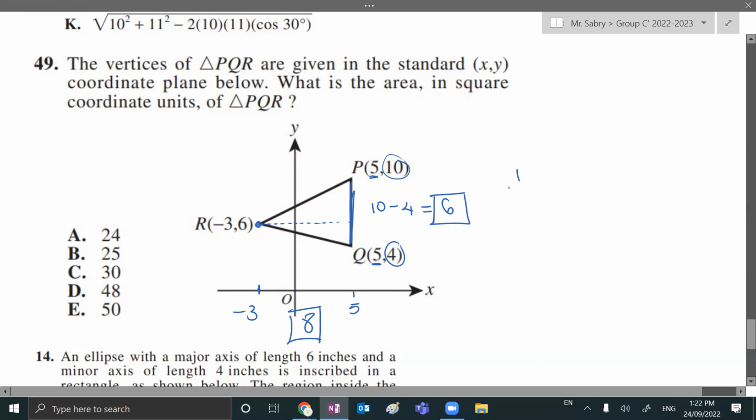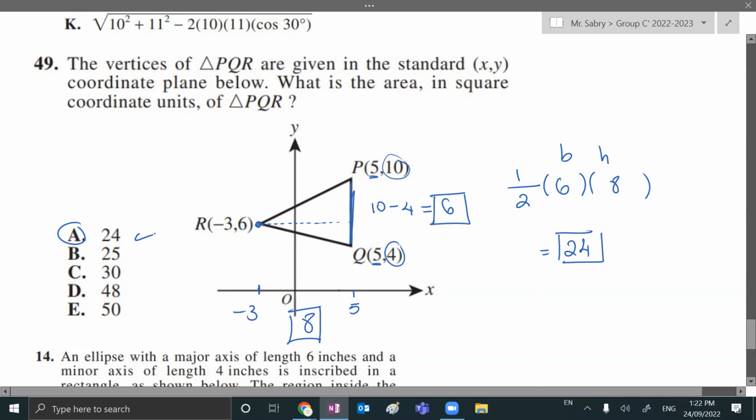The area of the triangle should be half times the base times the height. The base here is 6, as we said, and the height is 8. That would get me 24, which is A.